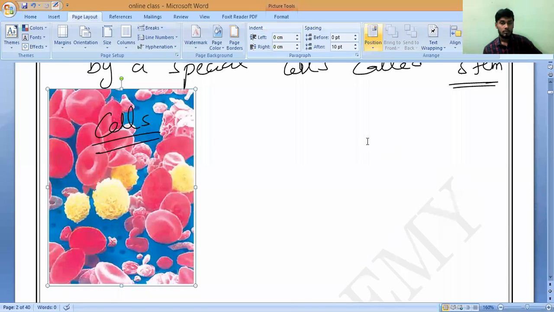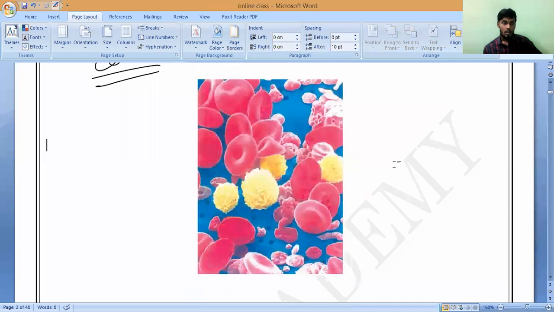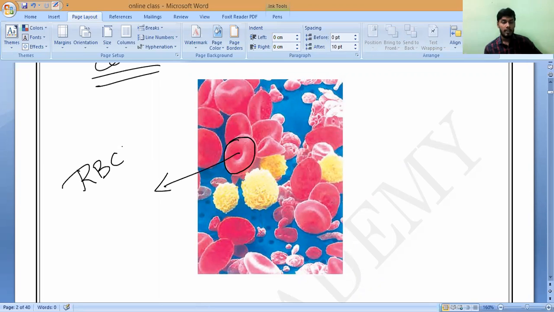Sir, the red color is the RBC. The white color substance is WBC. So observe carefully in this picture. These disc-like substances, which are biconcave and circular in shape, what should we call them? RBC. Understand? Next, this white color one, a spherical or irregular shape, we call it what? WBC. You understand?